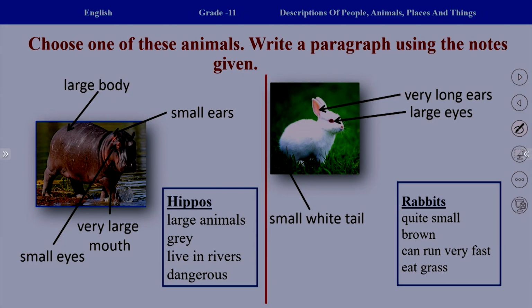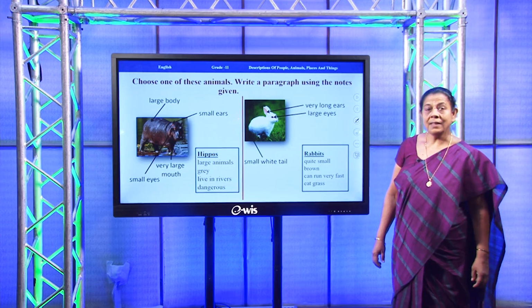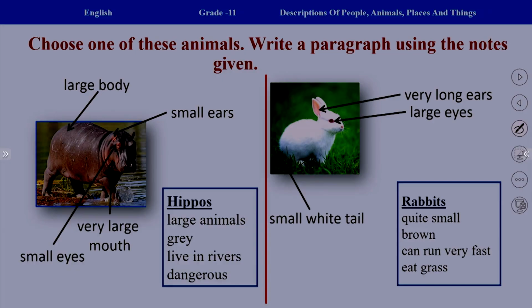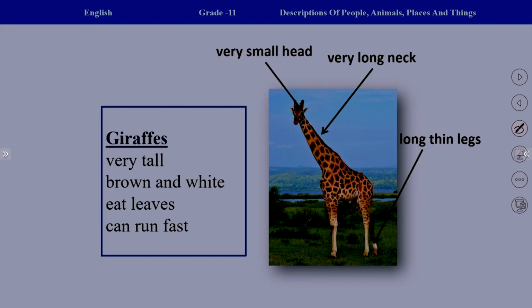Yes, what can you see there? Oh, 3 animals. Yes, rabbit, hippos, giraffes. Shall we read the notes given? Giraffes, very small head, very long neck, long thin legs. Yes, look at the box. Very tall, brown and white, eat leaves, can run fast.